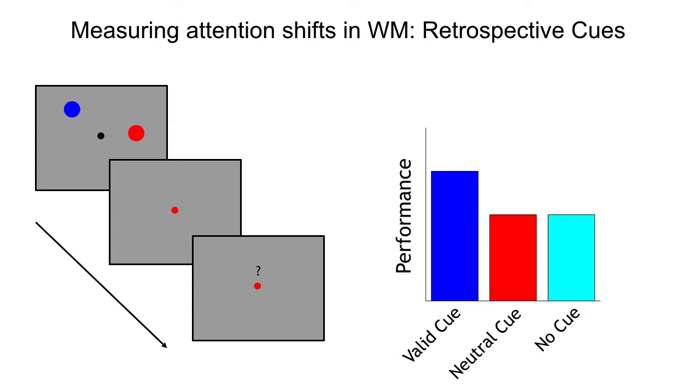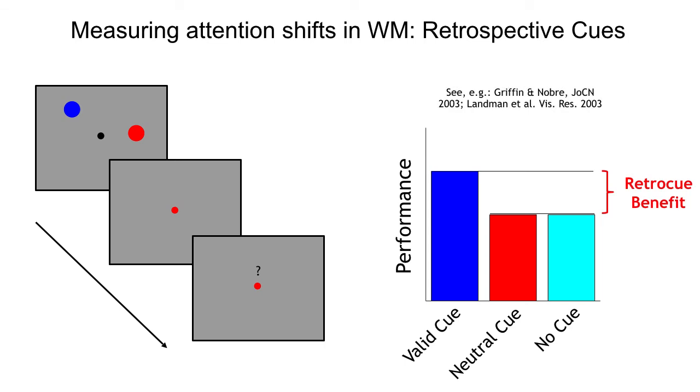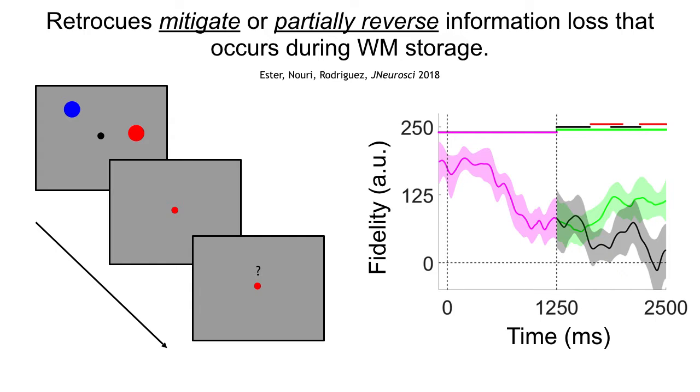What we found was that performance was significantly better when people got a valid cue compared to when they got a neutral cue or no cue at all. And this is known as the retro cue benefit. In the study that I just mentioned, we recorded EEG to be able to visualize and reconstruct working memory representations and to see how retro cues can influence the quality of these representations.